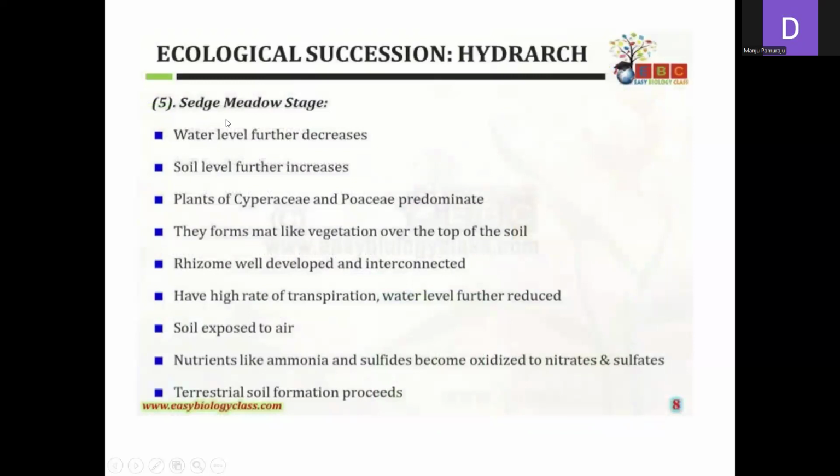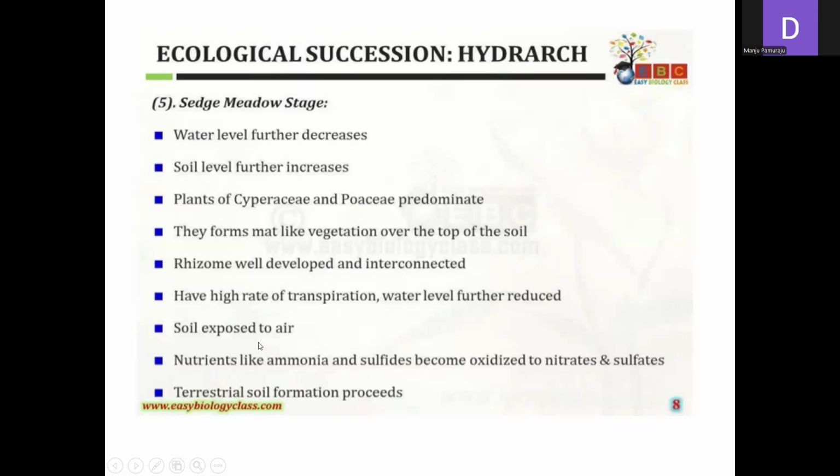Next is the sedge meadow stage. The water level further decreases and the soil level further increases. Plants of the Cyperaceae and Poaceae are predominant in this sedge meadow stage. They form mat-like vegetation over the top of the soil. The rhizomes are well developed and interconnected. They have high rates of transpiration and the water level is further reduced here.